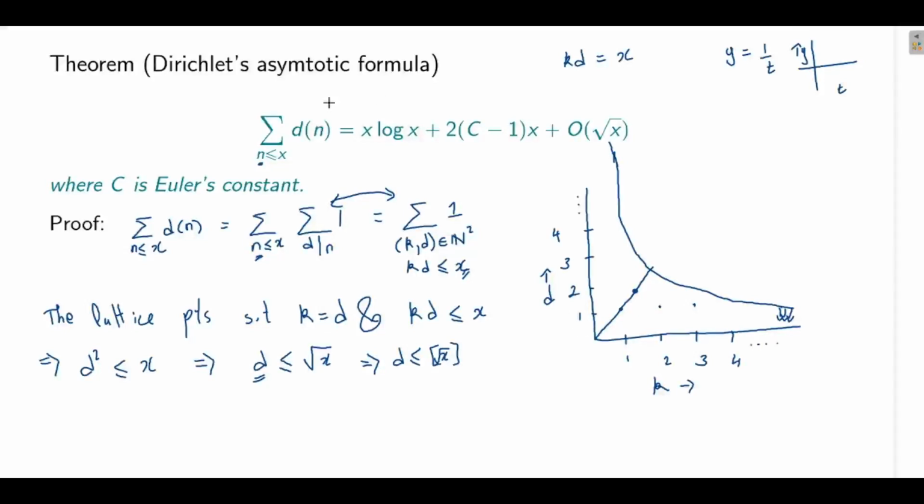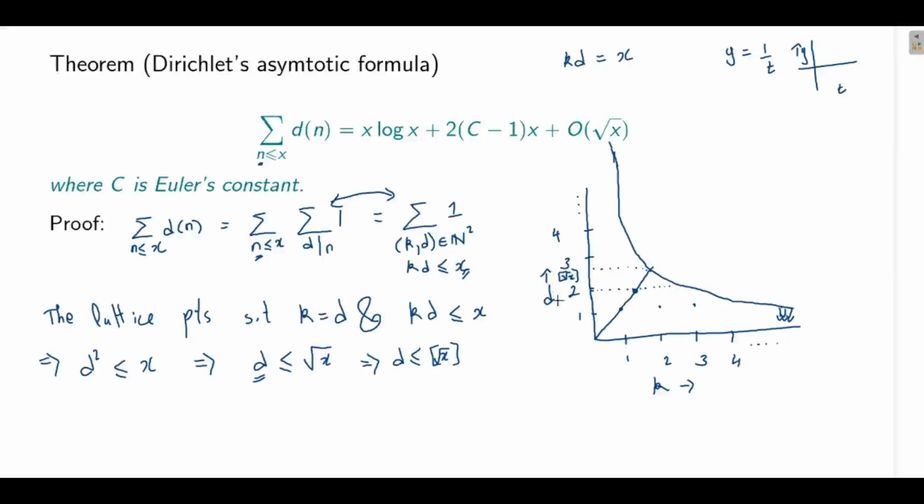Now let us count the number of lattice points in this region. Let's look at a line at some height d and see how many of the lattice points on this line satisfy the condition that kd is less than or equal to x. We know here that this position is the greatest integer of the square root of x.